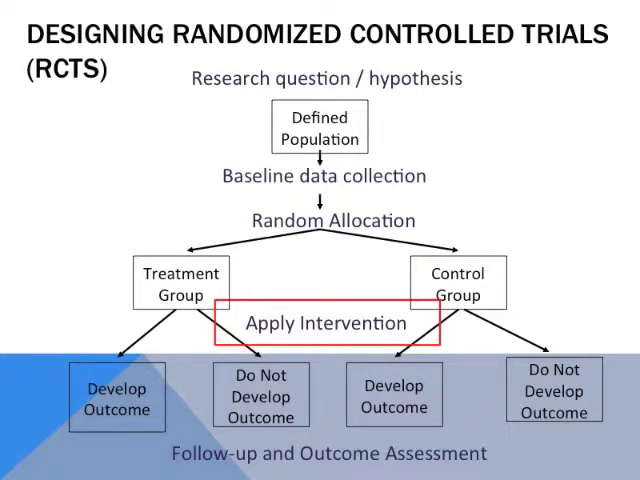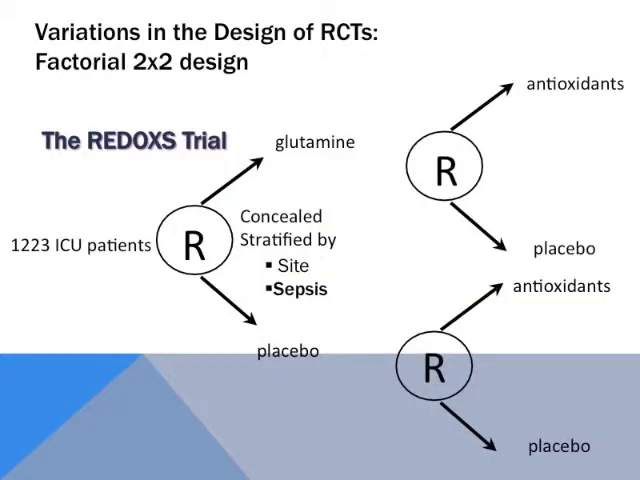Although this is the standard design of an RCT, there are variations. One of these is the factorial design, which is when two or more treatments are evaluated in one study. In the REDOXS trial, study patients were randomized to receive either glutamine supplementation or a placebo, and also randomized to receive antioxidant supplements or a placebo, essentially creating four distinct study groups: the control group that received placebo only, glutamine supplementation only, antioxidant supplementation only, and combined glutamine and antioxidants.